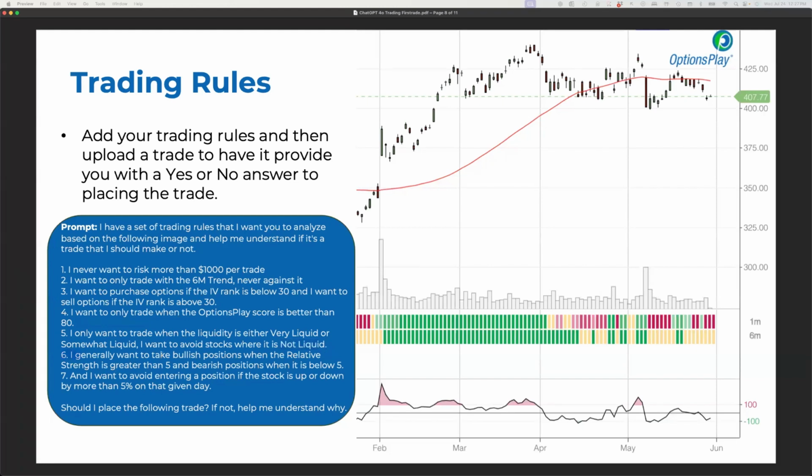I generally only want to take bullish positions when the relative strength is greater than 5 and bearish positions when the relative strength is below 5. This is another rule that I have from a technical analysis perspective. The idea is that I only want to buy stocks that are outperforming the market, and I only want to sell stocks that are underperforming the overall markets.